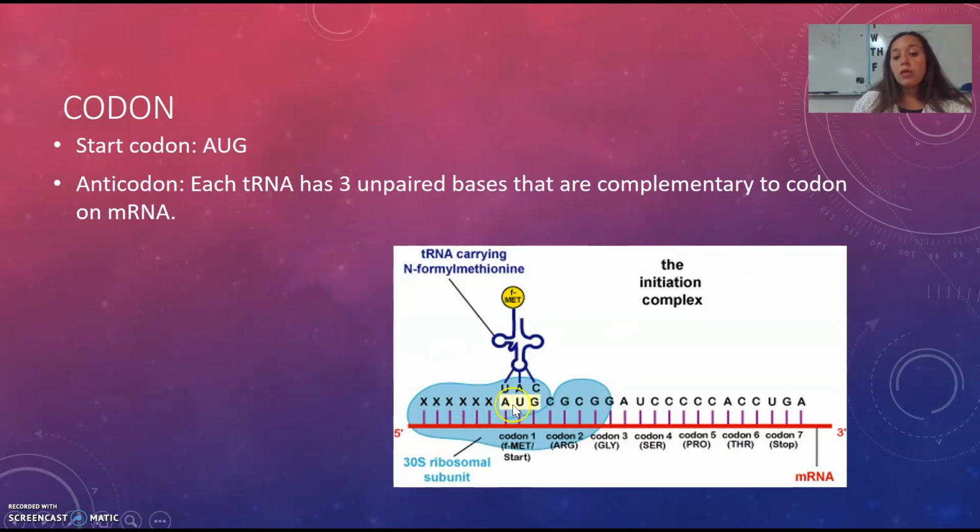So the starting codon is always AUG. When you're looking at the codons, AUG is going to start the process. And every single tRNA has an anticodon. So the UAC, that's this part. It's almost like a puzzle. We fit together because they're complementary. Each tRNA has 3 unpaired bases that are complementary to the codon on the mRNA. So for AUG, this one would have UAC. It's going to come in with this particular amino acid.